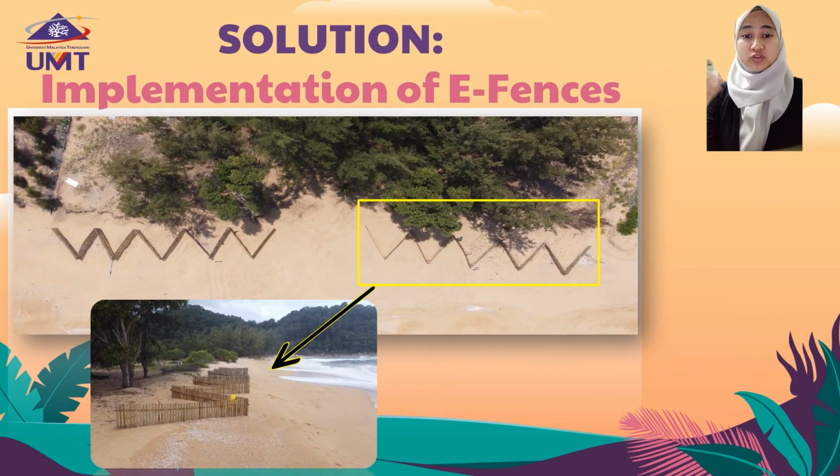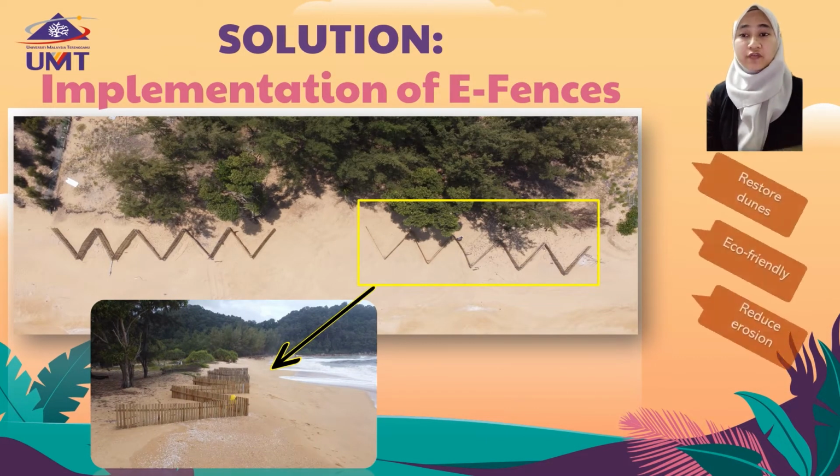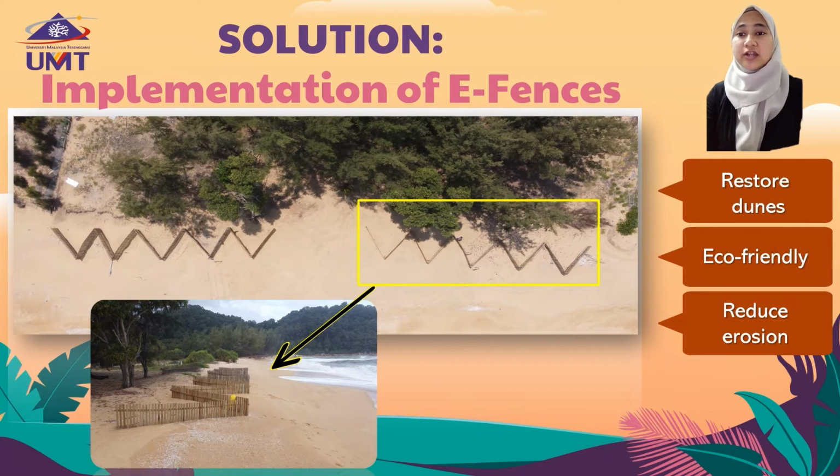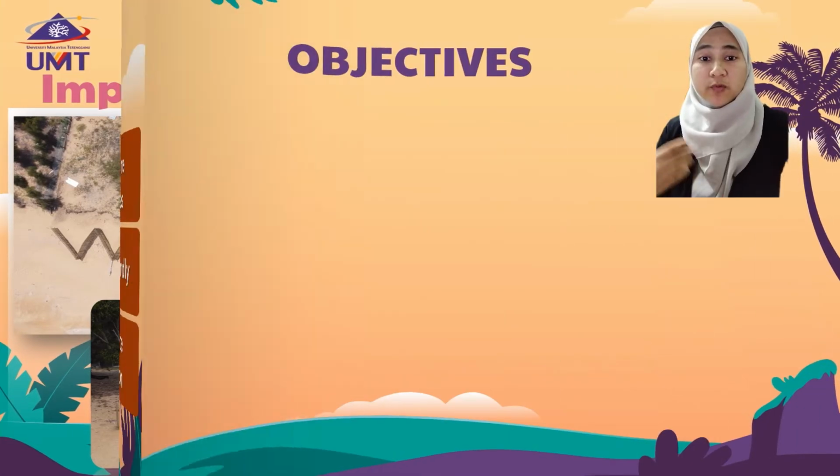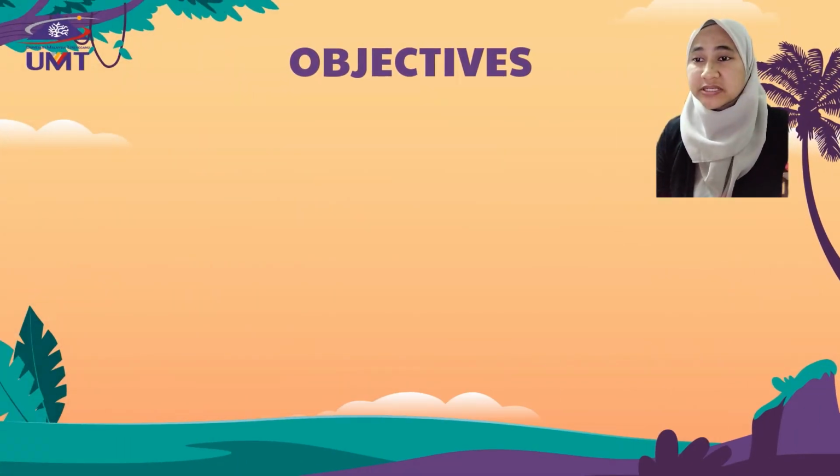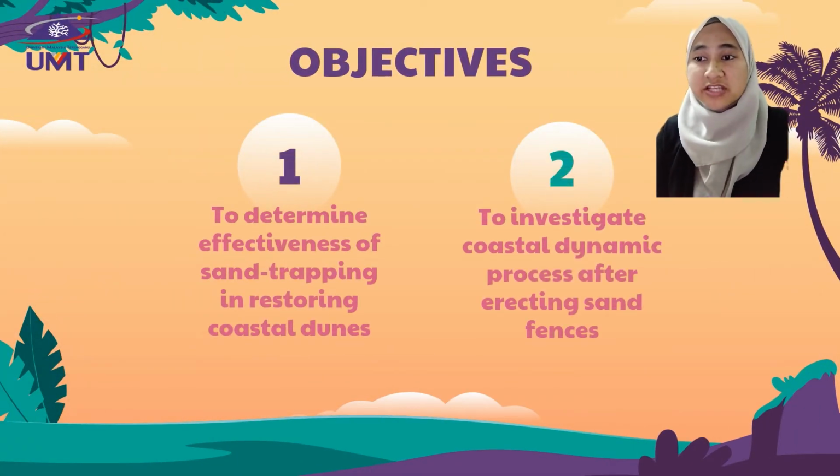Therefore, we came up with the solution, which is the implementation of the E-fence. This is the aerial photo of the E-fence that was implemented at Madrasah. Basically, the E-fence is very beneficial where it can restore the dunes naturally, is eco-friendly, and most importantly, can reduce the erosion. So the objective of our study, first, is to determine the effectiveness of sand trapping in restoring the coastal dune. Second, to investigate the coastal damage process after erecting sand fences.